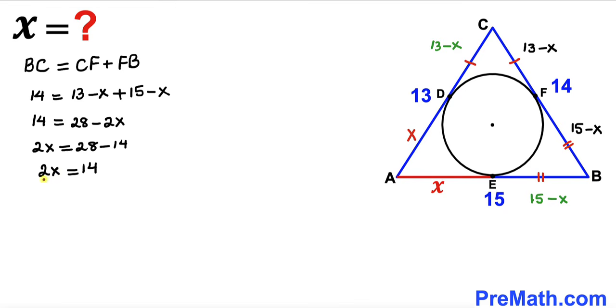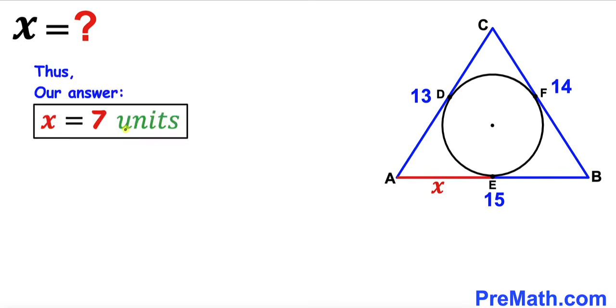Let me divide both sides by 2 to isolate X, and here we can see the 2 and 2 are gone. Therefore we conclude that our X value turns out to be 7 units. So, after all the calculations and manipulations, our X value turns out to be 7 units. In other words, this length AE, which is X, equals 7 units. And that's our final answer.